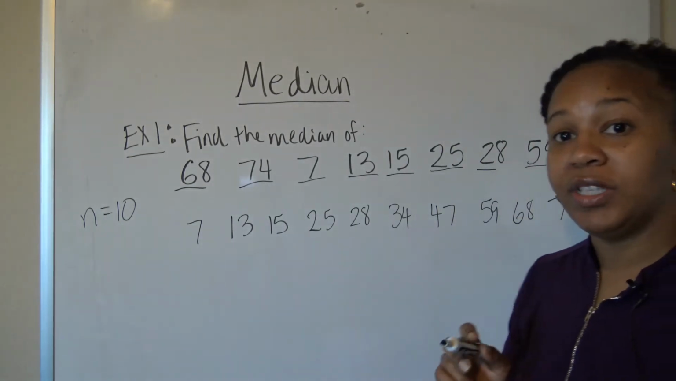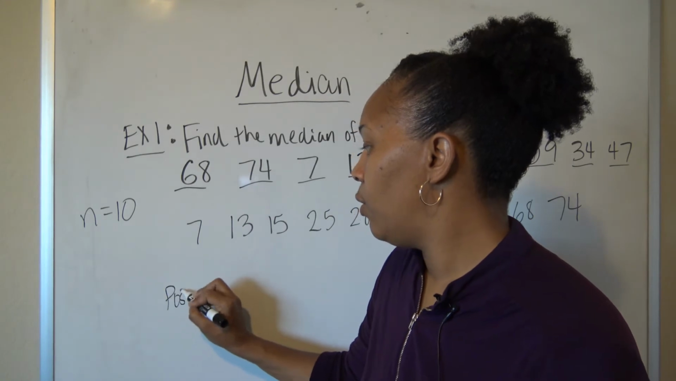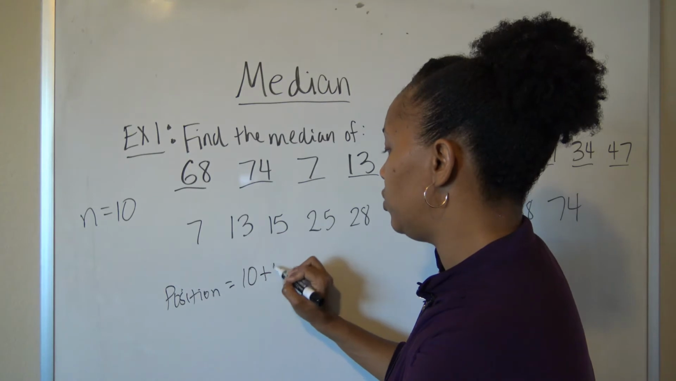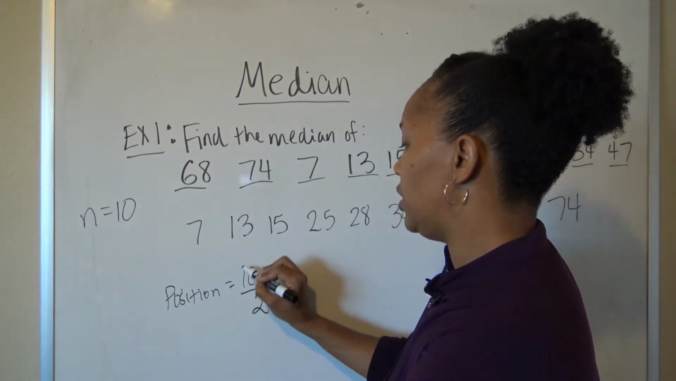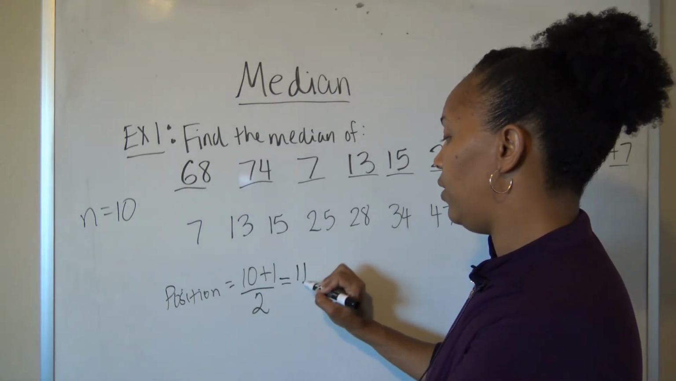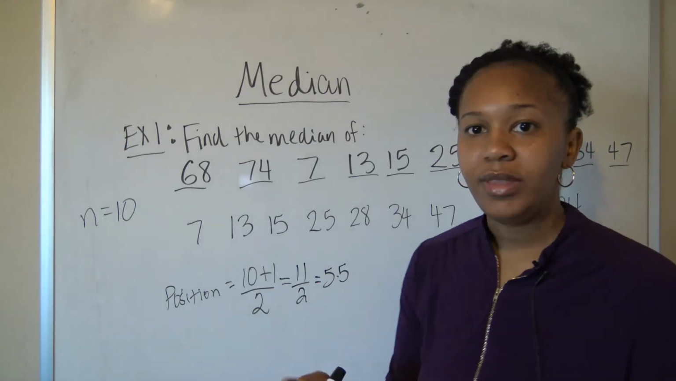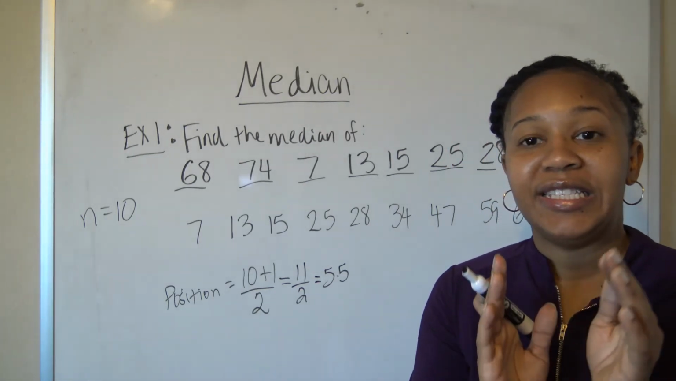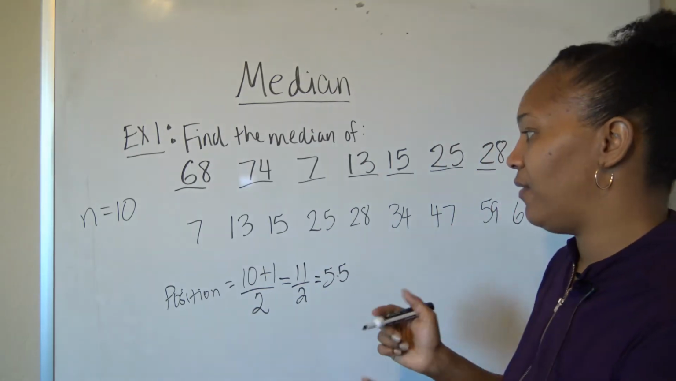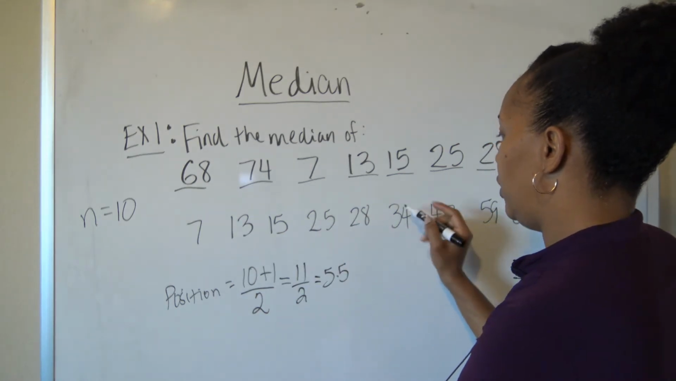So now I use the position formula to figure out where's the middle number. Remember that was n plus 1 divided by 2, so it'll be 10 plus 1 divided by 2. This is our n, the 10, okay? 10 plus 1 is 11. 11 divided by 2 is 5.5. That means our middle number is in between 5 and 6, because 5.5 is in between 5 and 6. So where is the 5th and 6th number? 1, 2, 3, 4, 5, and here is 6.